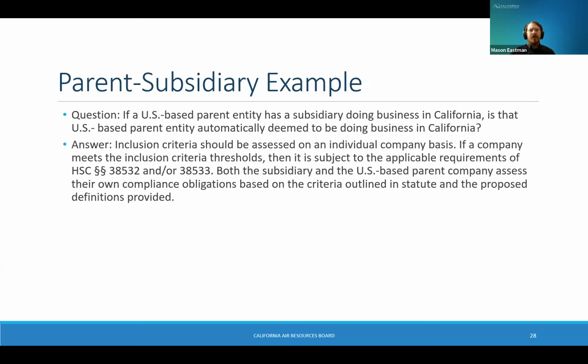Here's one common question we've received about parent-subsidiary relationships and reporting. If a US-based parent entity has a subsidiary doing business in California, is that US-based parent entity automatically deemed to be doing business in California? The answer is, inclusion criteria should be assessed on an individual company basis. This is true across the board.